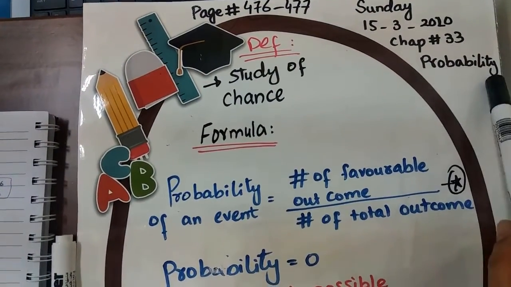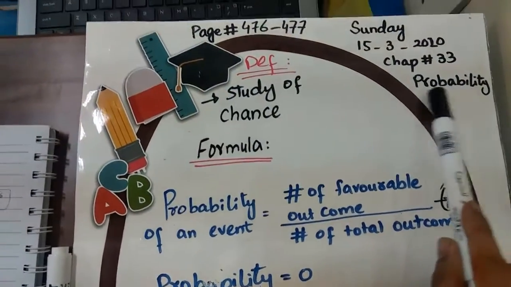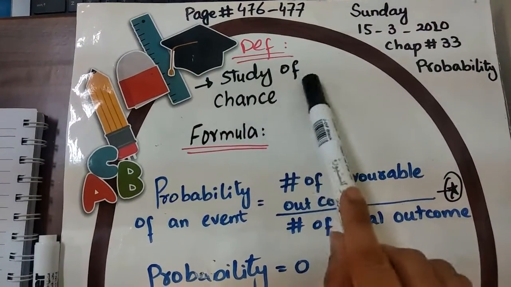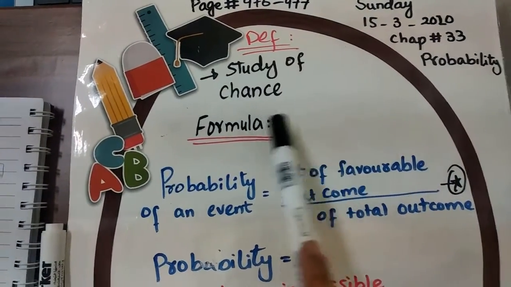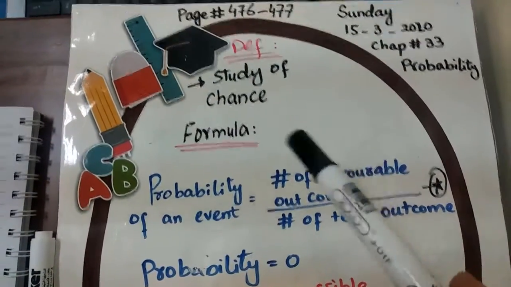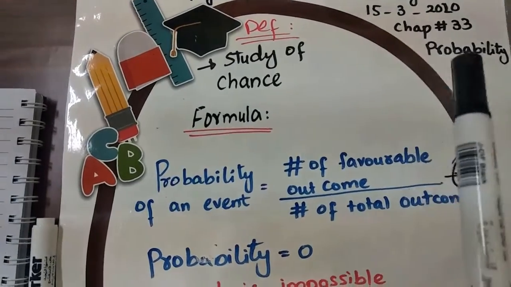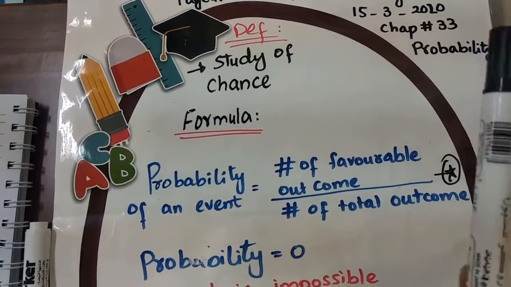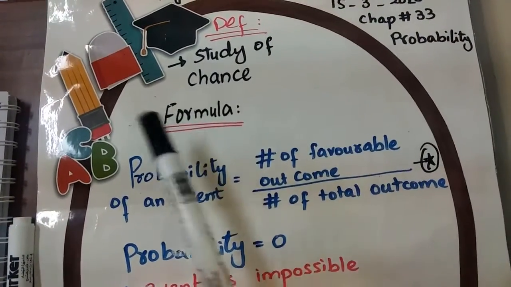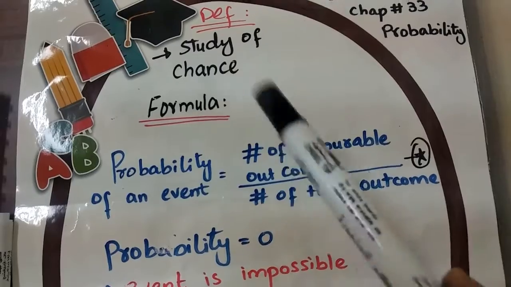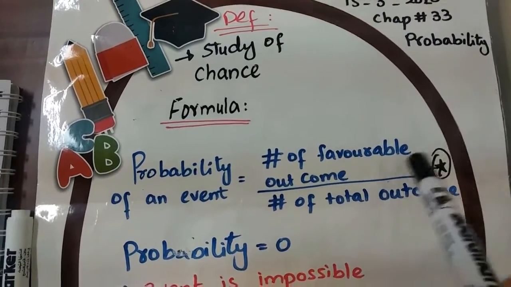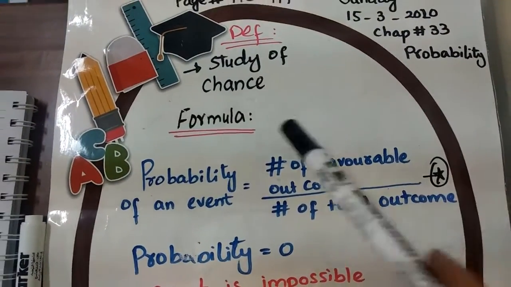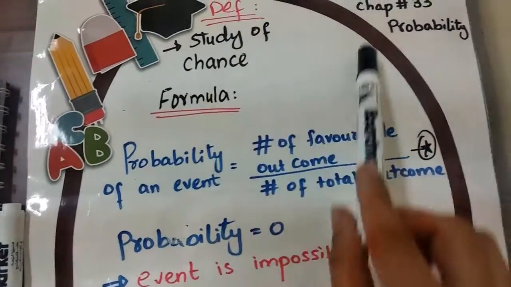Now, what is probability? First, I have to define this. Probability is the study of chance. And you know about chance, like we have a coin. We have two sides of the coin, one is head and one is tail. If we are going to study the chance of a coin, it is like: how many chances do we have to get the head in one coin? So we are going to study this type of problem over here.